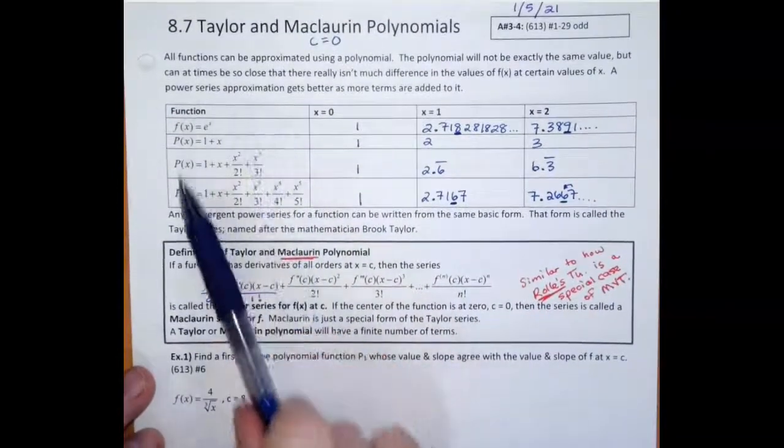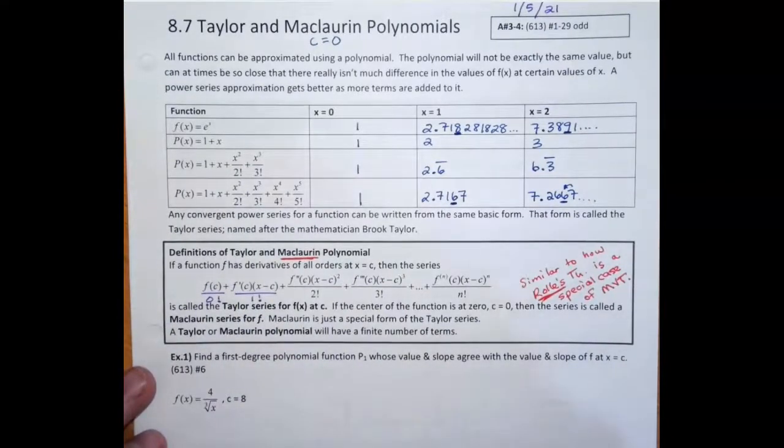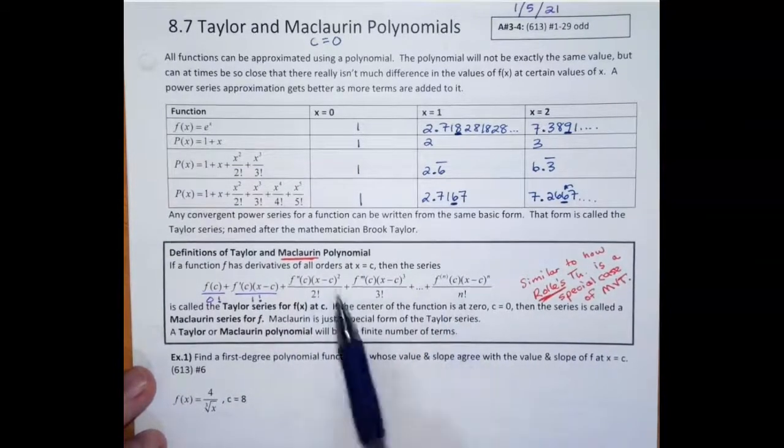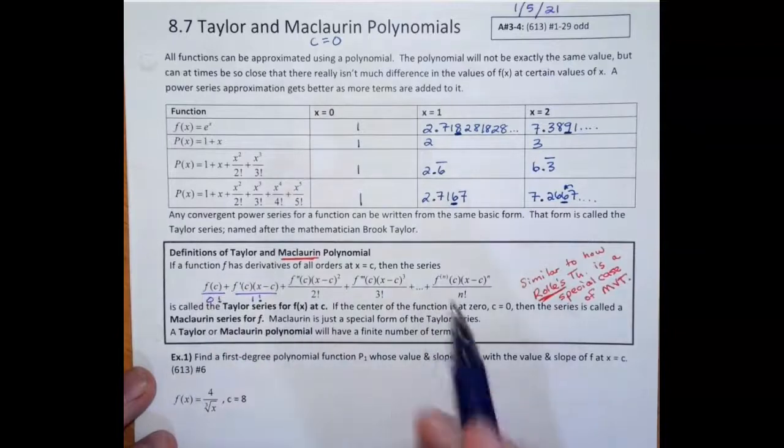Okay, so that's what we're going to focus on. We're going to focus on how do we come up with a Taylor polynomial or a Maclaurin polynomial, because later on in section 8.10 we're going to do some things with those. So it looks kind of complicated. Here's the basic formula for Taylor and Maclaurin polynomials. Probably should have an S on there, huh?